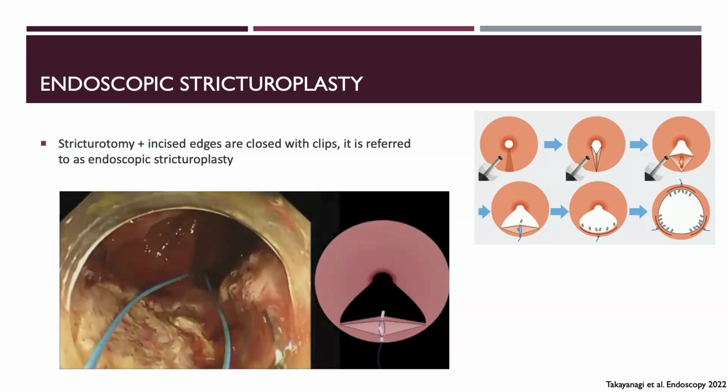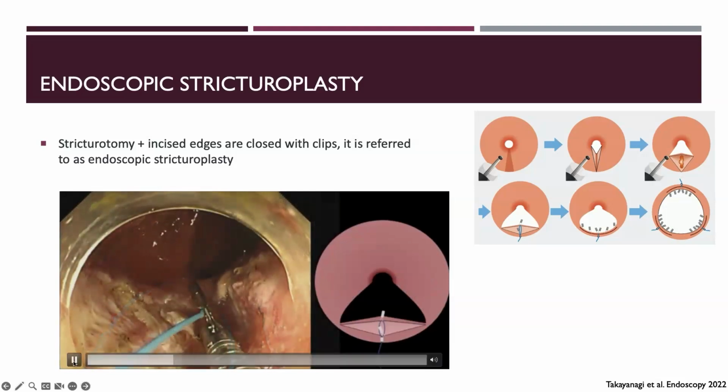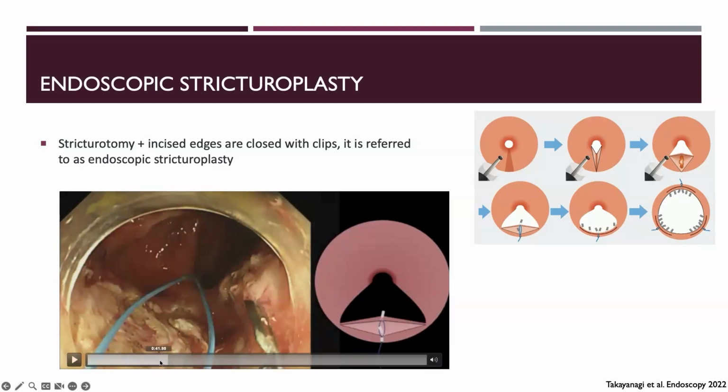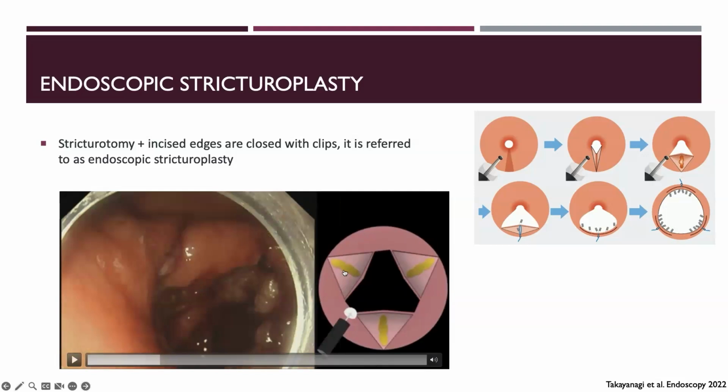Now, if we were to stop here, and let me just stop the video here, what could happen is you could restenose at these specific areas. It likely wouldn't restenose back down to the original size, but it could restenose back to a percentage of that size again, and it may need recurrent stricturotomy. So in this patient, that's what happened.